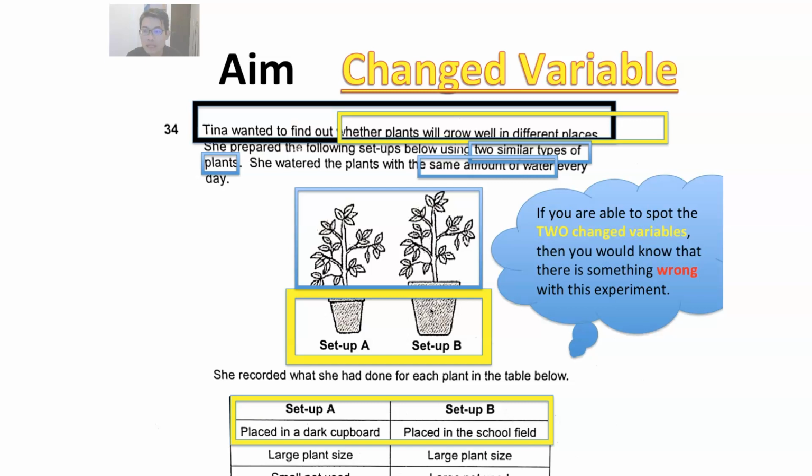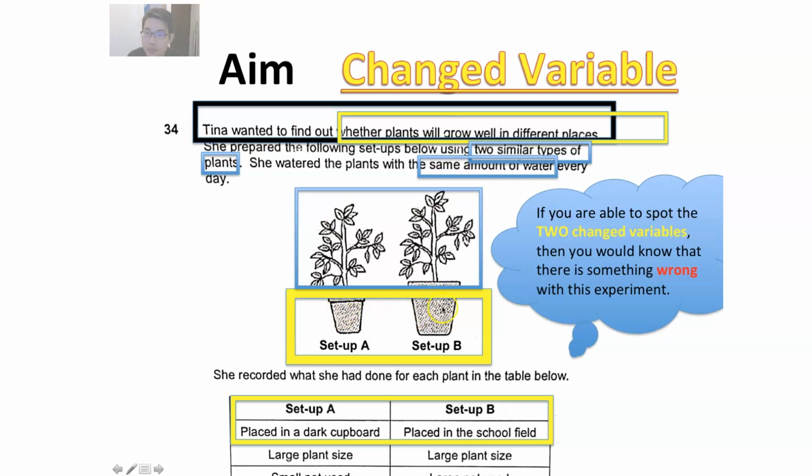Alright, please note that if you can spot two change variables, you will know that something has gone wrong with the experiment. So if the question asks you, how can you help Tina with her experiment, so she can come to a good conclusion, a fair conclusion, then you can tell her, oh, she needs to change this pot to a pot of the same size as setup B.